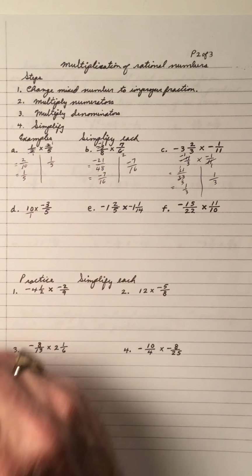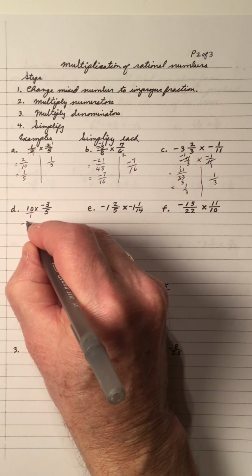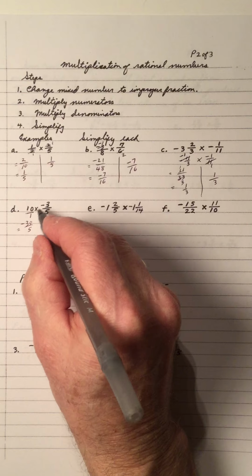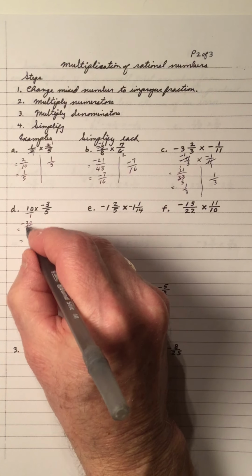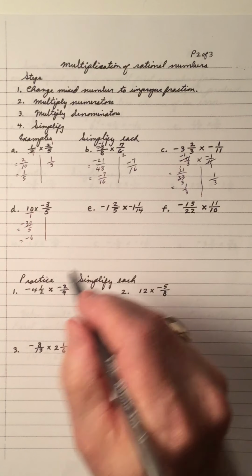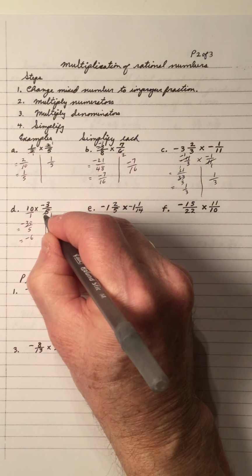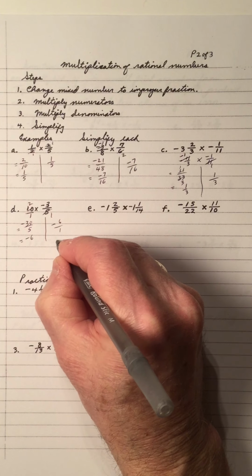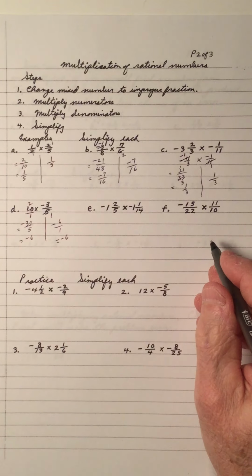And D, 10 times negative 3/5. 10 is over 1, don't forget. Multiply, you get a negative 30 over 5. 10 times negative 3, 1 times 5. And that gives you negative 6 when you divide. But if you think about it, let's cancel. 5 into 5 goes once, 5 into 10 goes 2. You get a negative 6 over 1, which is negative 6.